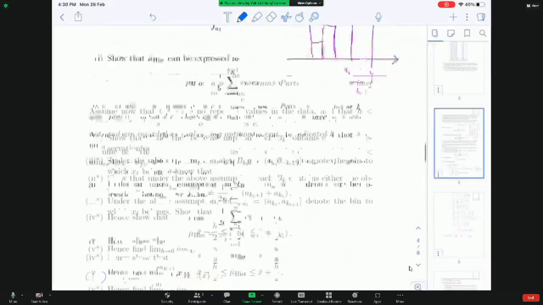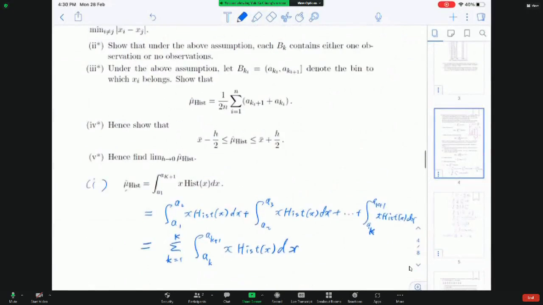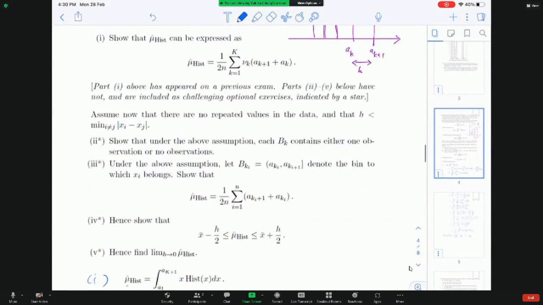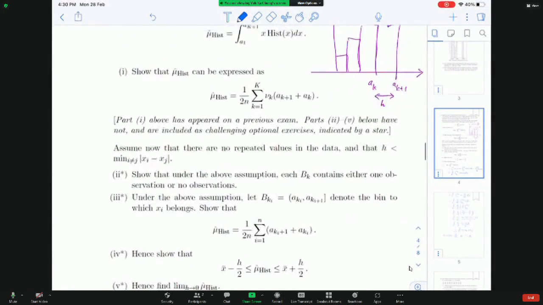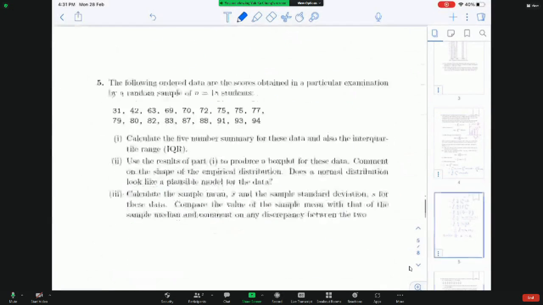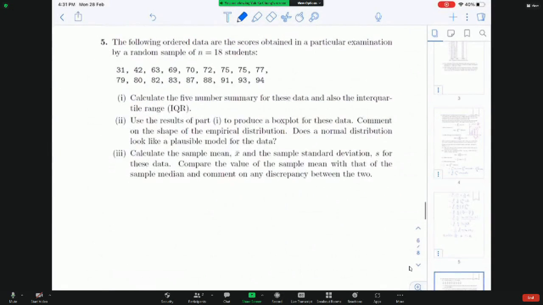Okay, maybe based on this result you can try to complete parts 2, 3, 4, and 5 in this question, but they are pretty difficult, so I'm not going to go through them now. Maybe when you go home, you try to think about them. If you encounter any problem, this time you ask me. So maybe now you can try to work on question number 5.